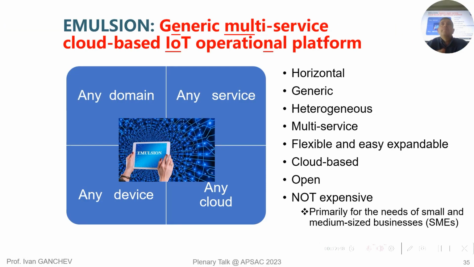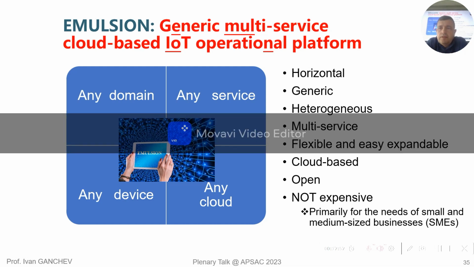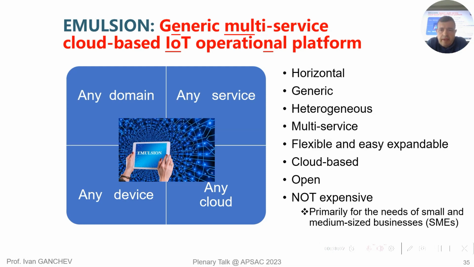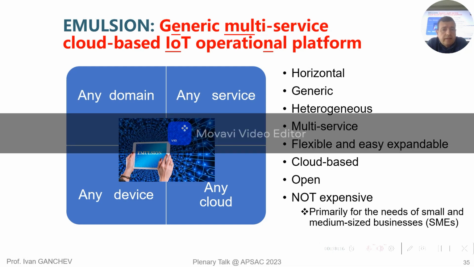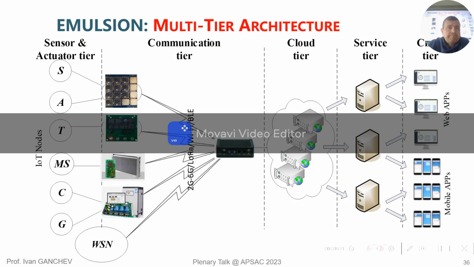So next I'm going to present ideas about this based on our own IoT platform, Emulsion, which is of the new horizontal type, meaning it can provide services in different IoT domains, not just one. It has a heterogeneous multi-service structure, which is flexible and can be easily expanded. It's cloud-based and inexpensive, so mostly targeting the needs of SMEs.